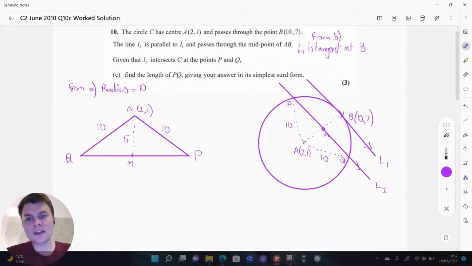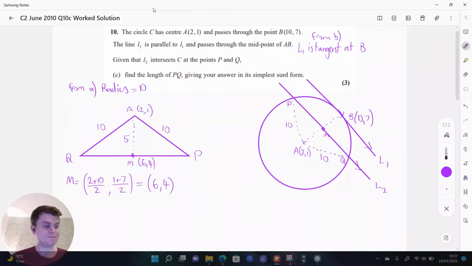Okay, so in order to find out the length of QP, we could do with working out what the coordinates of M is. Well, M is quite simply the midpoint of AB. So we can work that out by finding the average of the X and the average of the Y coordinates of both A and B, which tells us that M is at 6, 4. And we can update our diagram accordingly.